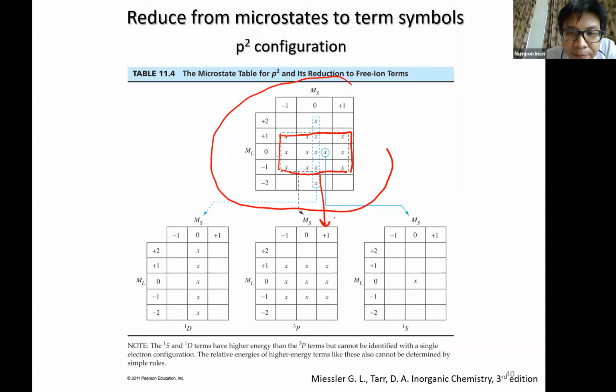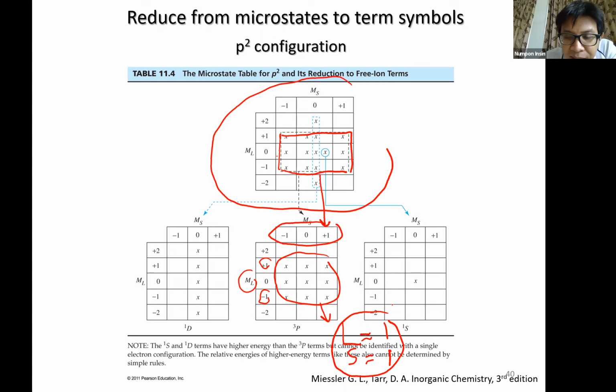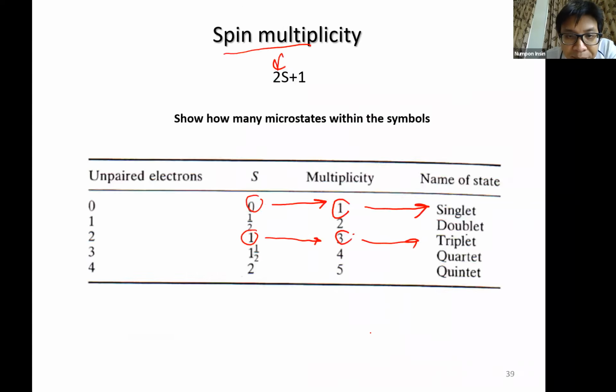We can put it here. We can take it out. And now you can see that the system is going to have the ML ranging from -1 to +1. So this one, we know that these 9 microstates are in the same term of L equal to 1, and MS ranging from -1 to +1. So S is going to equal 1. So the term symbol of this is going to be L equal to 1, the P term.